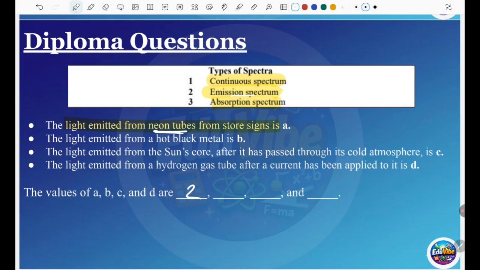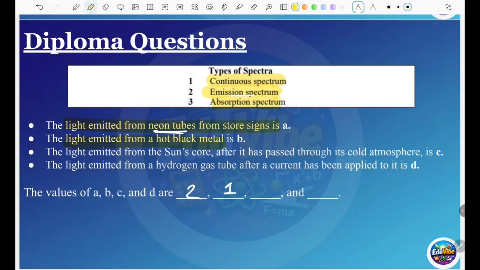Then we have the light emitted from a hot black metal. When the hot black metal glows, and we get the white light and pass it through the spectrum, we involve the black metal. We heat it, and then we do the experiment. That is another way to get the continuous spectrum. So this is number 1.